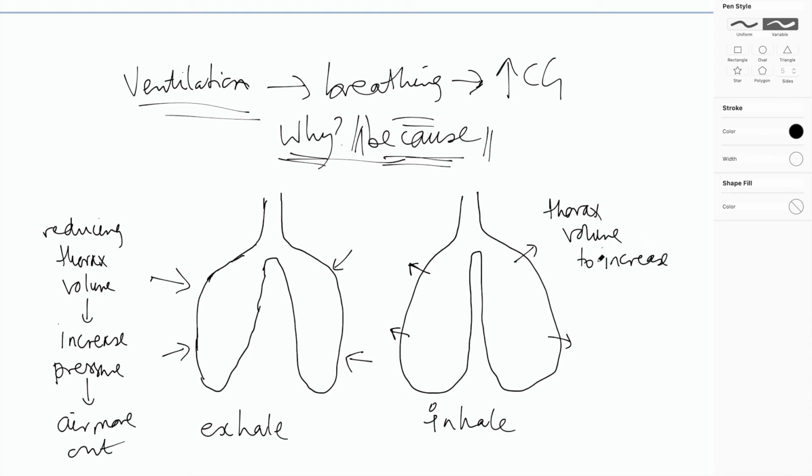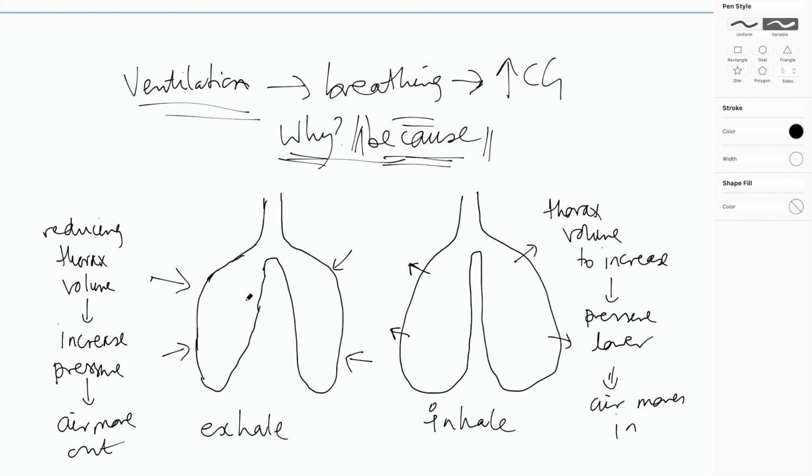Now, because the volume is increased, suddenly the pressure has reduced. Pressure is lower. And because the pressure is lower in the lungs than it is in the atmosphere, it causes air to move in, down the pressure gradient from the high pressure in the atmosphere to the lower pressure in the lungs. So because the pressure is lower, air moves in. This is the key thing that I want you to think about.